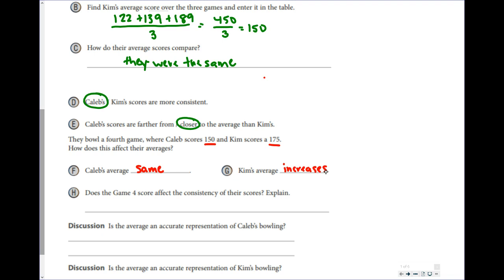The next question says, does game 4 affect the consistency of their scores? Well, not really. Caleb is still staying the same. Caleb's consistency didn't change. So, no. Like, Caleb is still kind of doing the same thing.